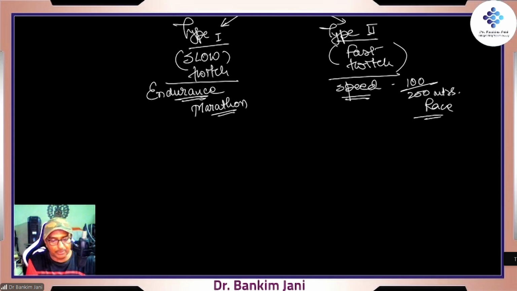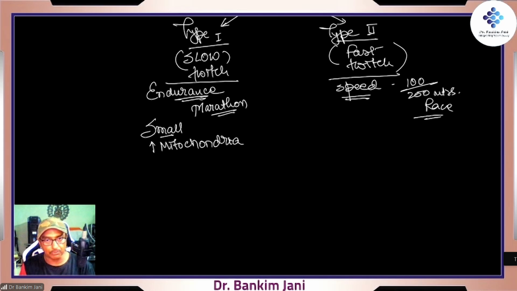Now, when we say endurance, it means it will be twitching for a longer duration. These are slow muscle fibers. At the same time, they are small, but they will have a greater number of mitochondria. Now, you know that mitochondria is like our powerhouse. If we consider the whole cell as our house, then mitochondria is like the power supply. Endoplasmic reticulum is like a kitchen. So this is the power supply, which will give constant power, so they have more mitochondria.